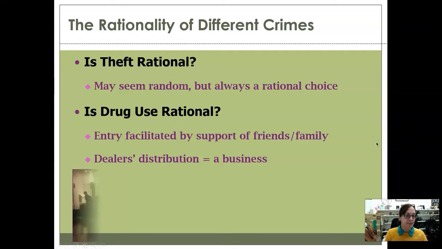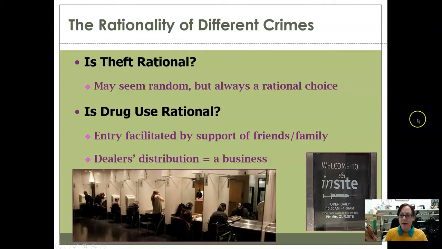So the actual distribution business is very rational in the sense that every aspect of it is clearly a rational choice. And this is just an example of where we see the rationality of this crime. This is Insite, in Vancouver, a safe injection site. It goes to show that when somebody is an addict, they will go out of their way to get that reward.